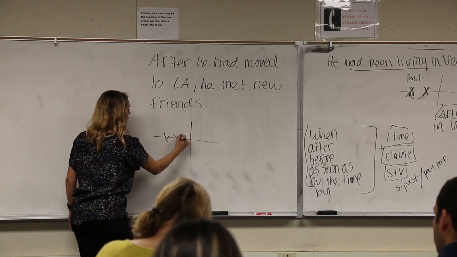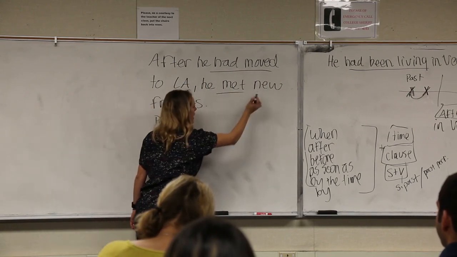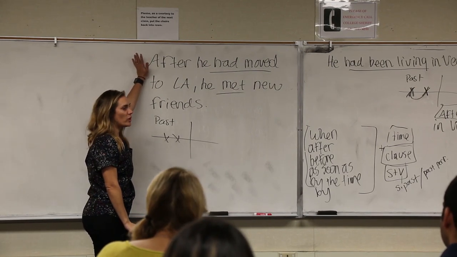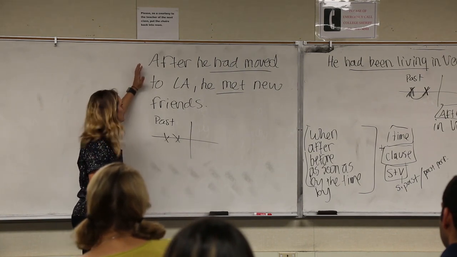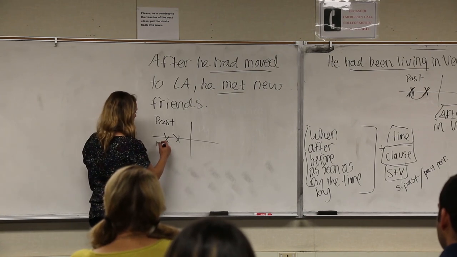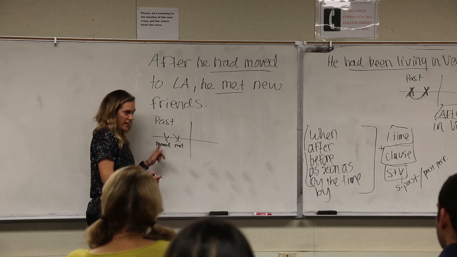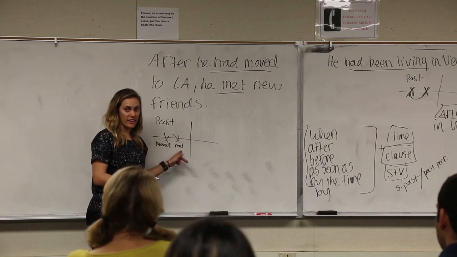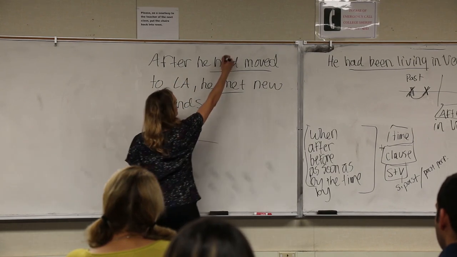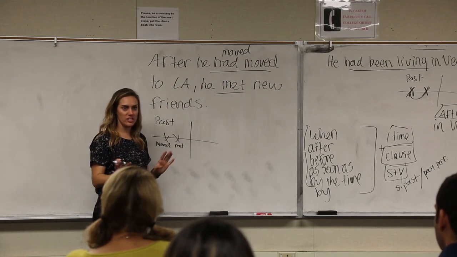Two actions in the past, right? He had moved, he met new friends, right? So according to this sentence, which one happened first? After he had moved to LA, he met new friends. So first he moved, right? And then he met new friends. So after he had done this, he did this, right? So we can use the past perfect, or we can just use the simple past. This has the exact same meaning. Nothing really changes, right?